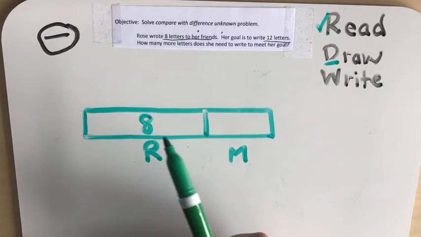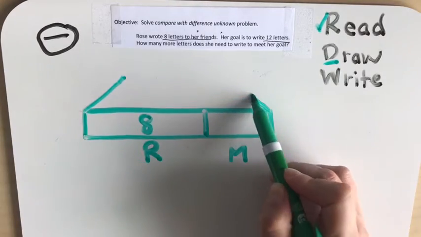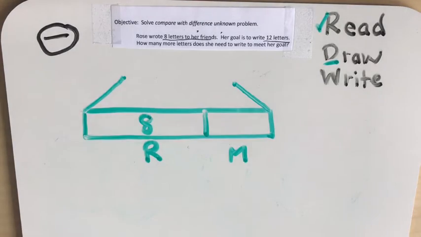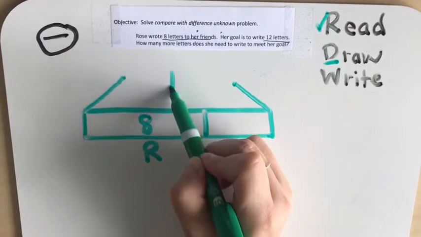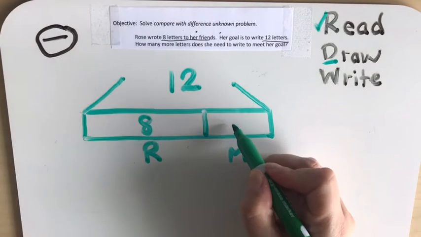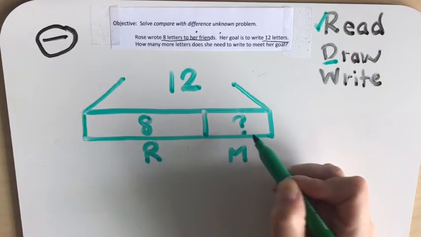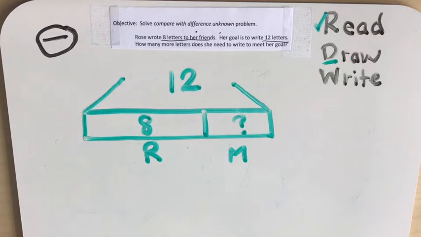And how many is she going to write total? We have the answer right here, 12. So stop and think, what is the unknown part? How many more does she need to write? So I'm going to put a question mark there because that is our unknown.